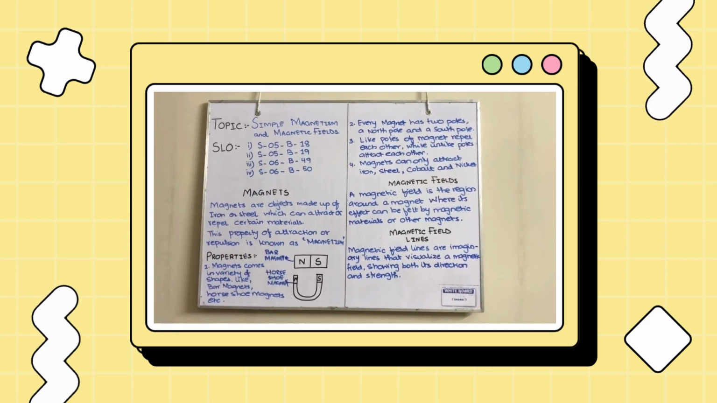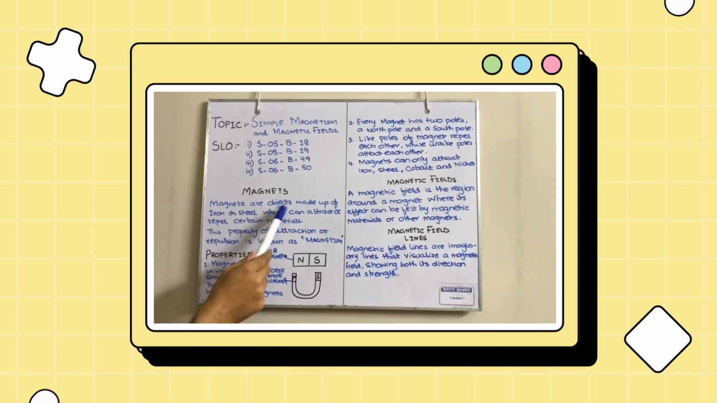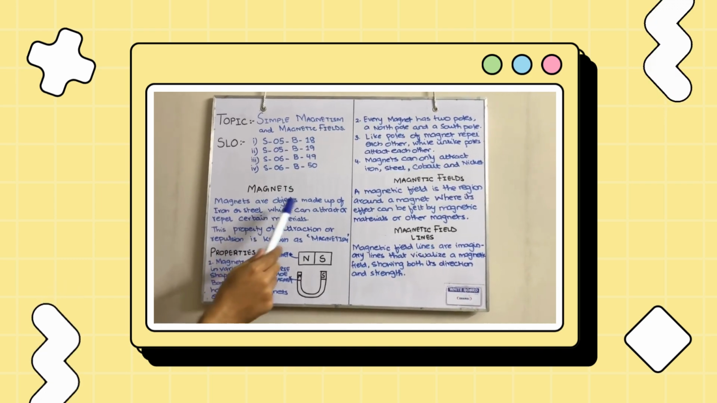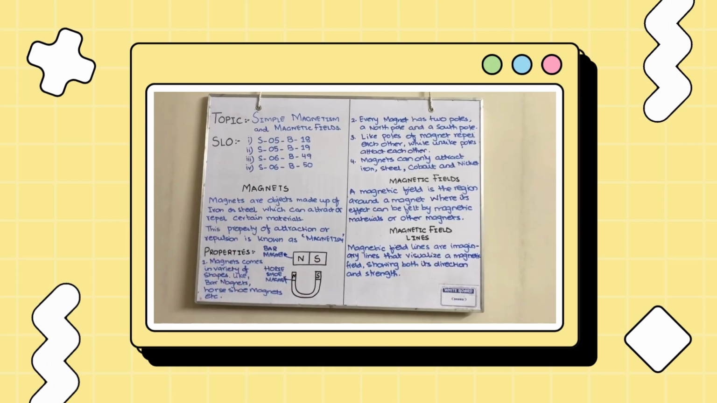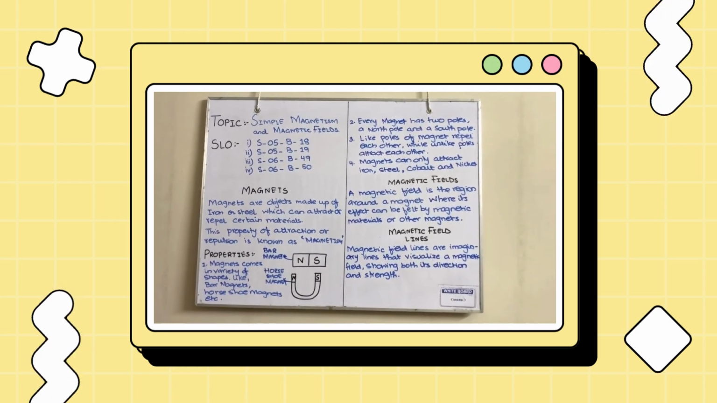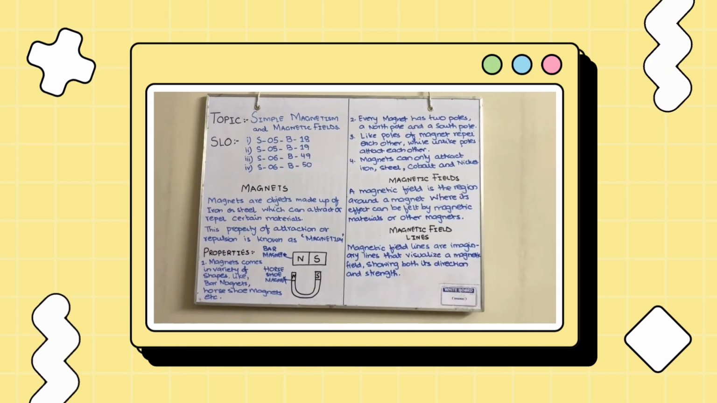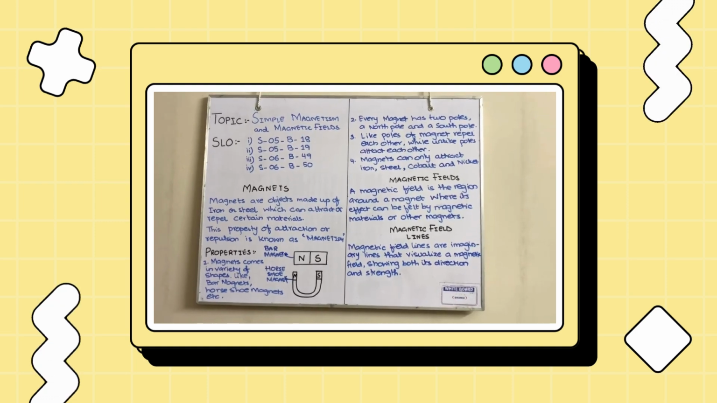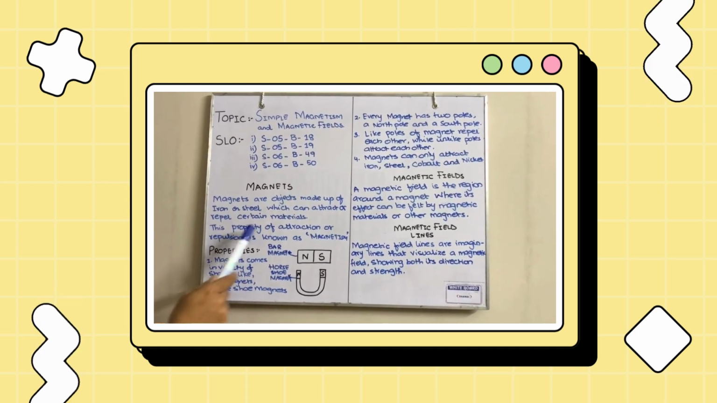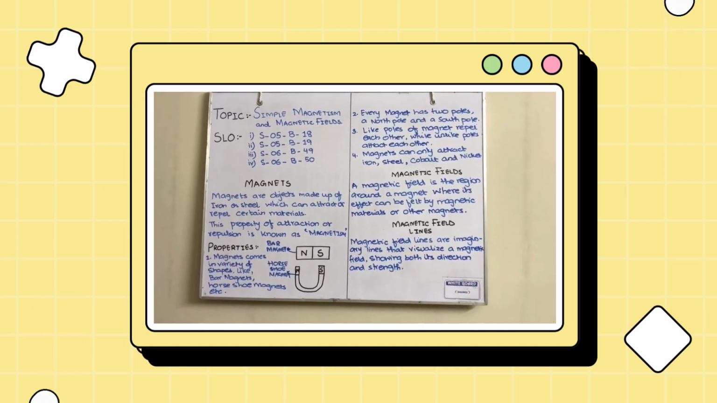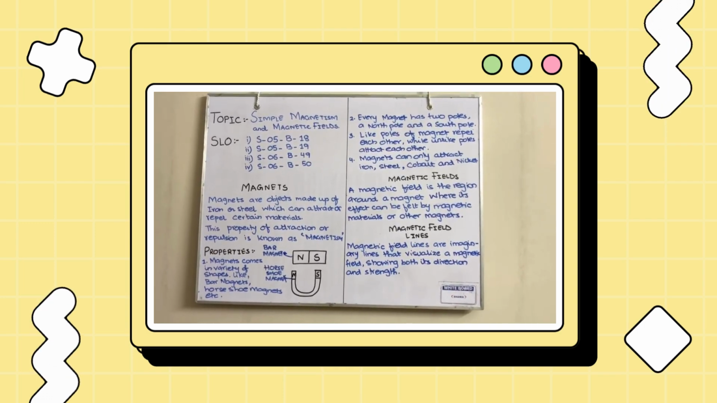So what is a magnet? Magnets are objects made up of iron or steel which can attract or repel certain materials. Can you identify which materials a magnet can attract or repel? This property of attraction or repulsion is known as magnetism.